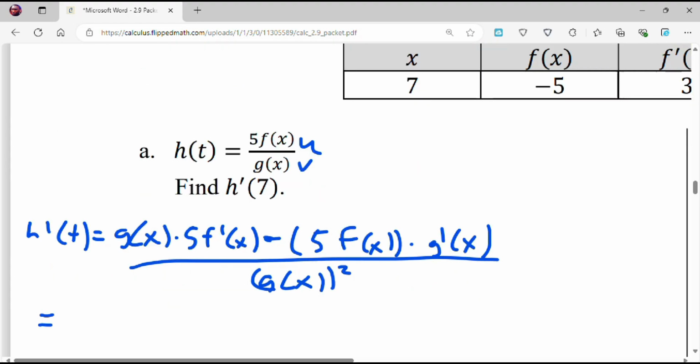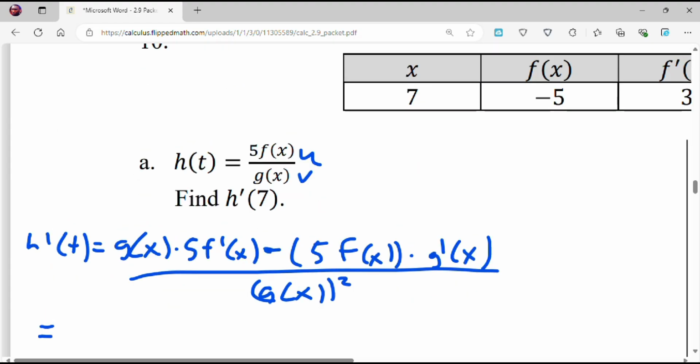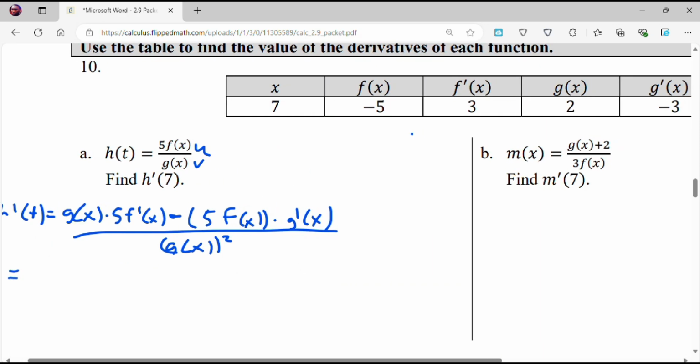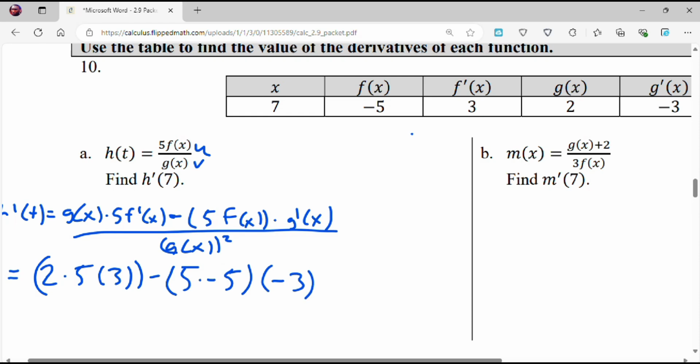Okay, g of x is 2 times 5 times f prime. f prime is 3. Okay, and minus f times 5. So 5 times f of x. So 5 times negative 5 times g prime. So times negative 3. All over g squared. So g is 2. So over 4.